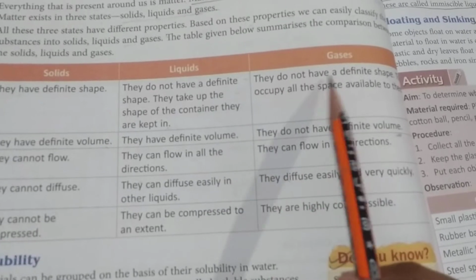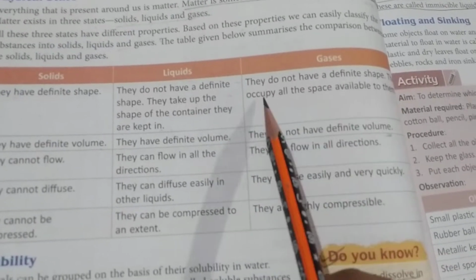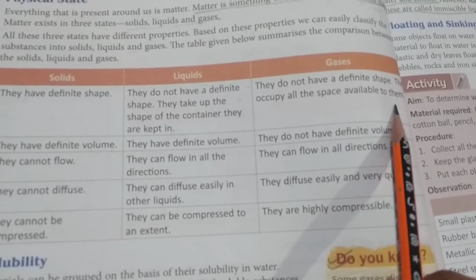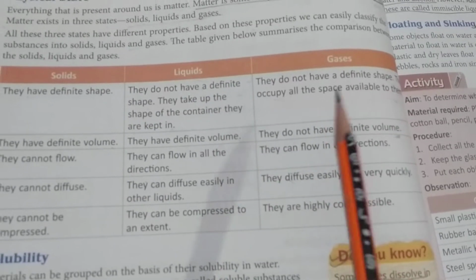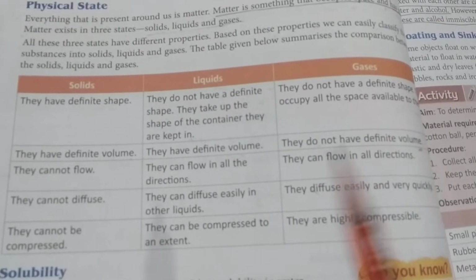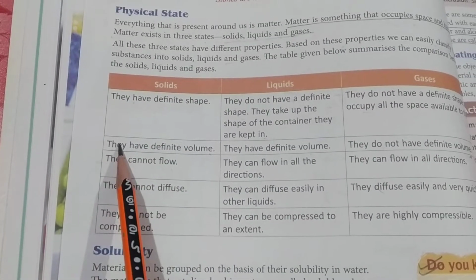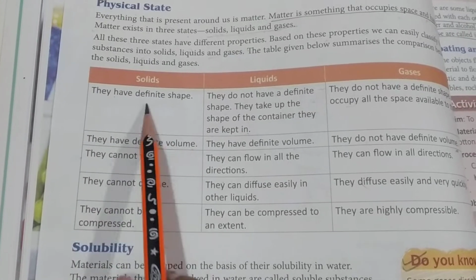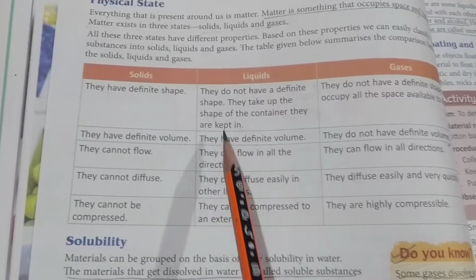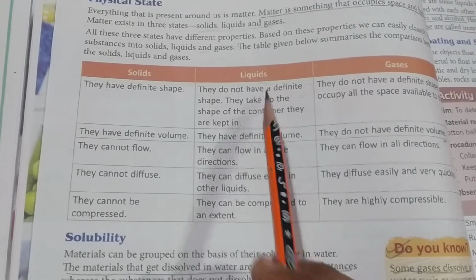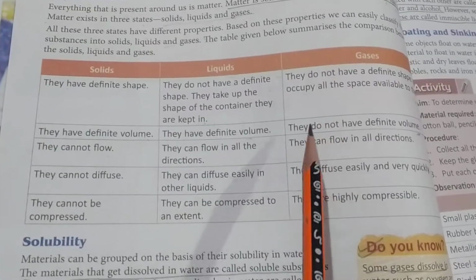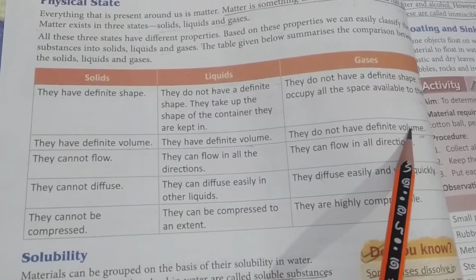Gases do not have a definite shape. They occupy all the space available to them. Means if a gas is in a container or in a room, it takes up all the space of that. Next, solids have a definite volume. Liquids also have a definite volume, but gases do not have a definite volume.